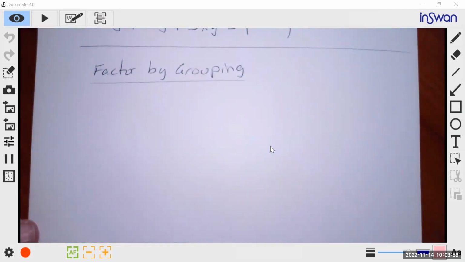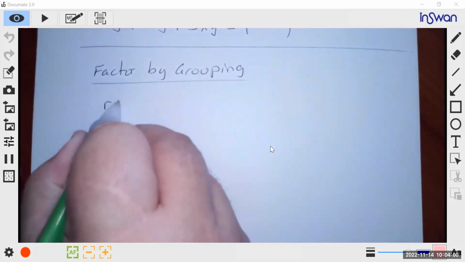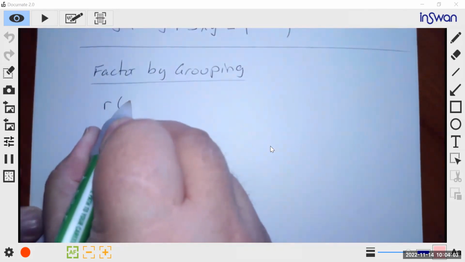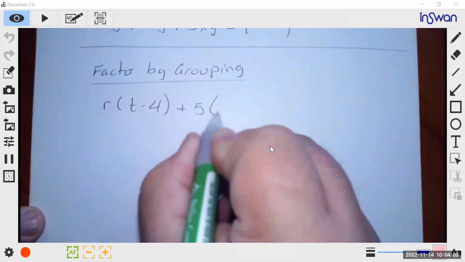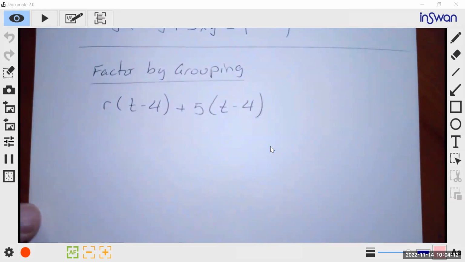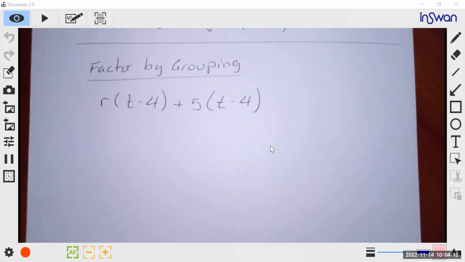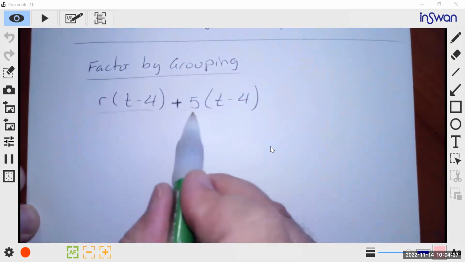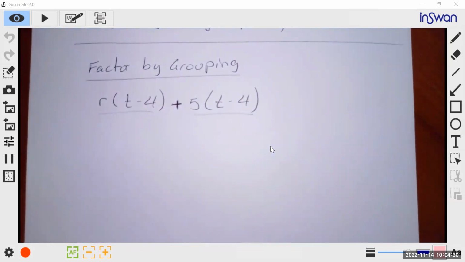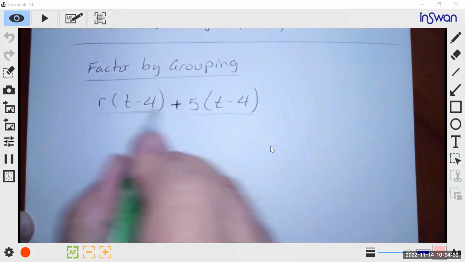Factor by grouping. How many terms are there? How many terms do I have? 2 terms. Because here's the plus that separates them. This is 1 term, that's another term. What do both of these terms have in common? T minus 4. They both have a T minus 4 in common.